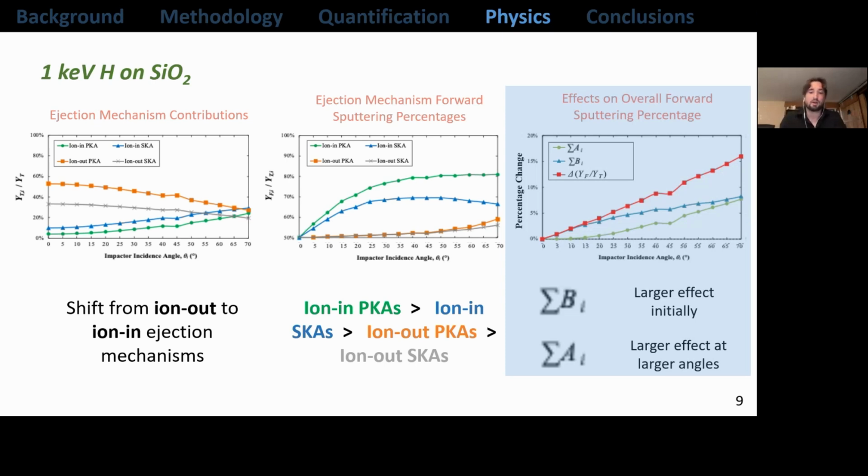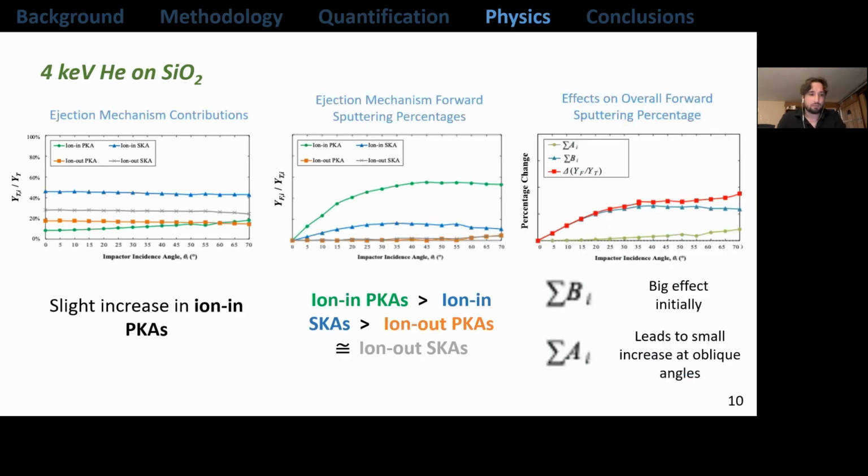Beyond the 30 degree mark, however, the green curve catches up to the blue, and here ejection mechanism contribution changes have more of an effect as there's an accelerating shift from ion out ejecta to ion in ejecta, and that's why the overall forward sputtering percentage in this case is able to continue increasing linearly like it does.